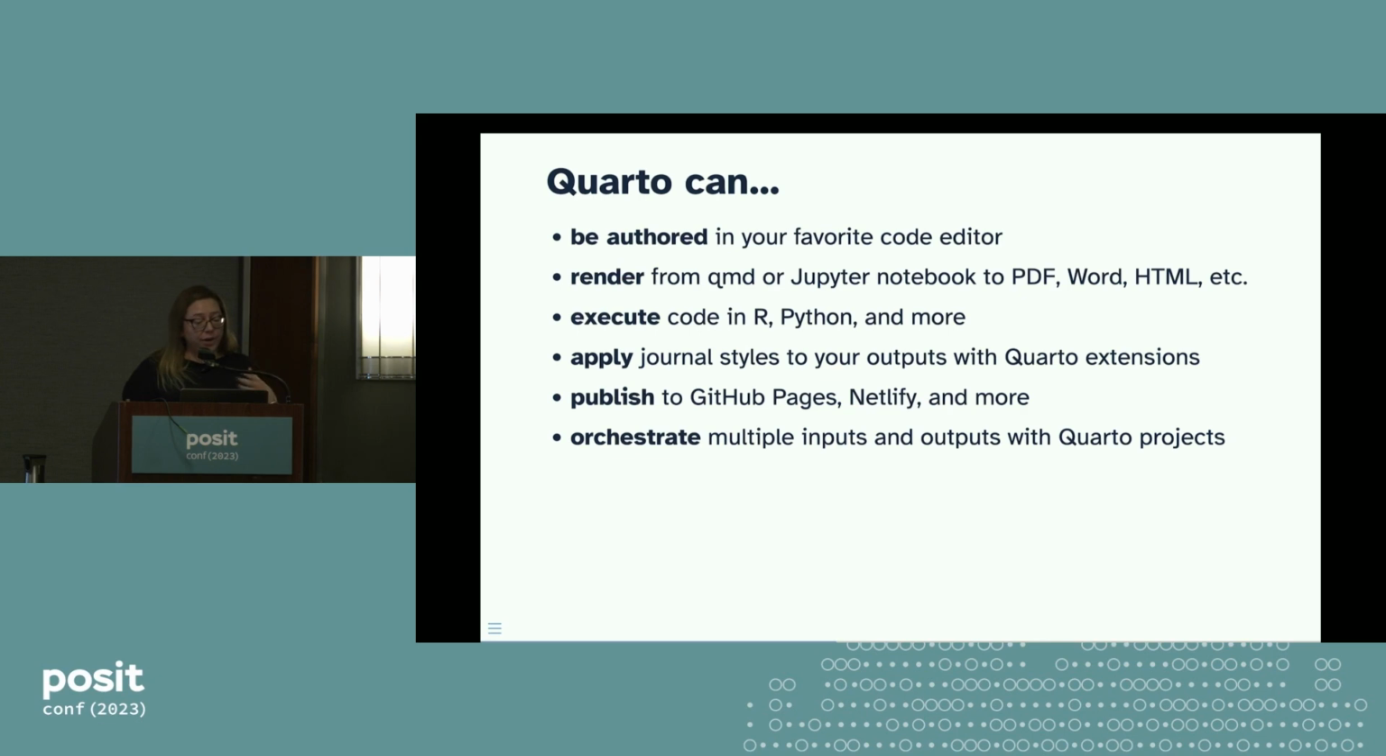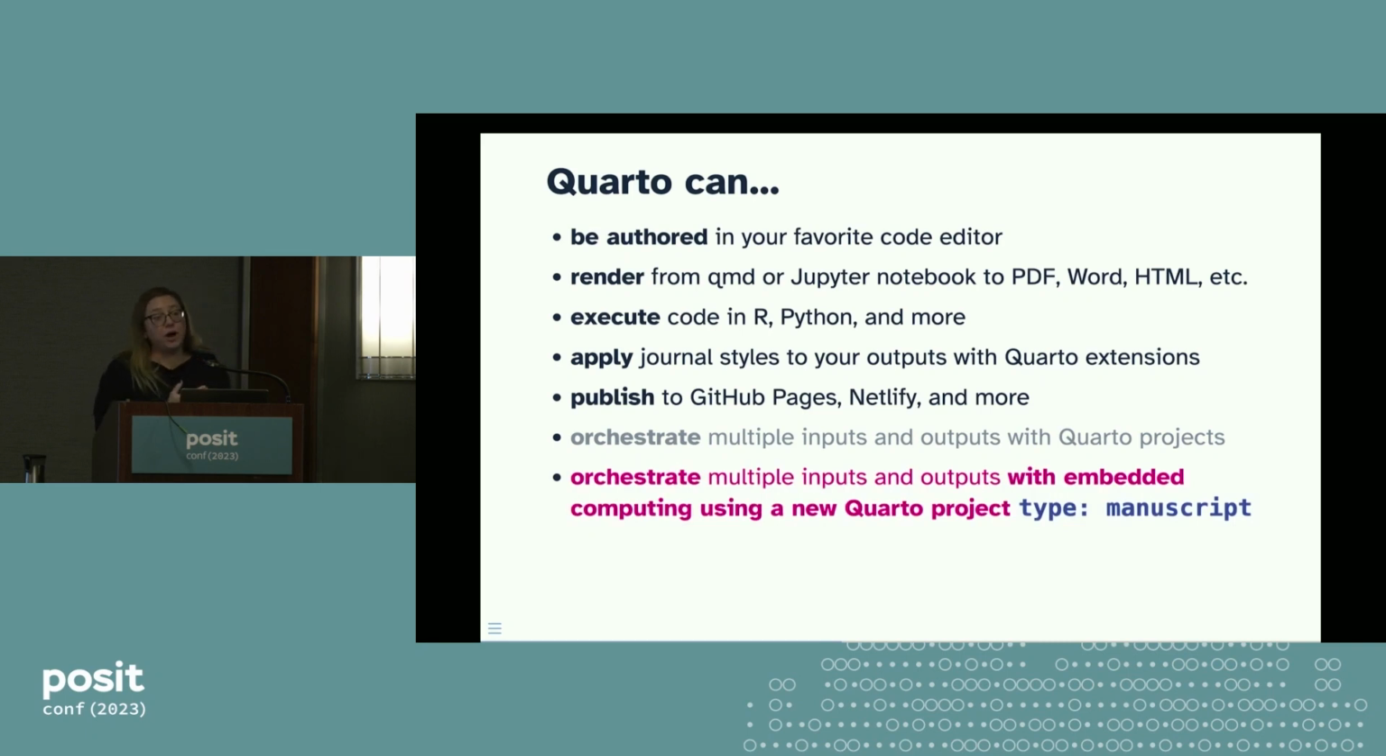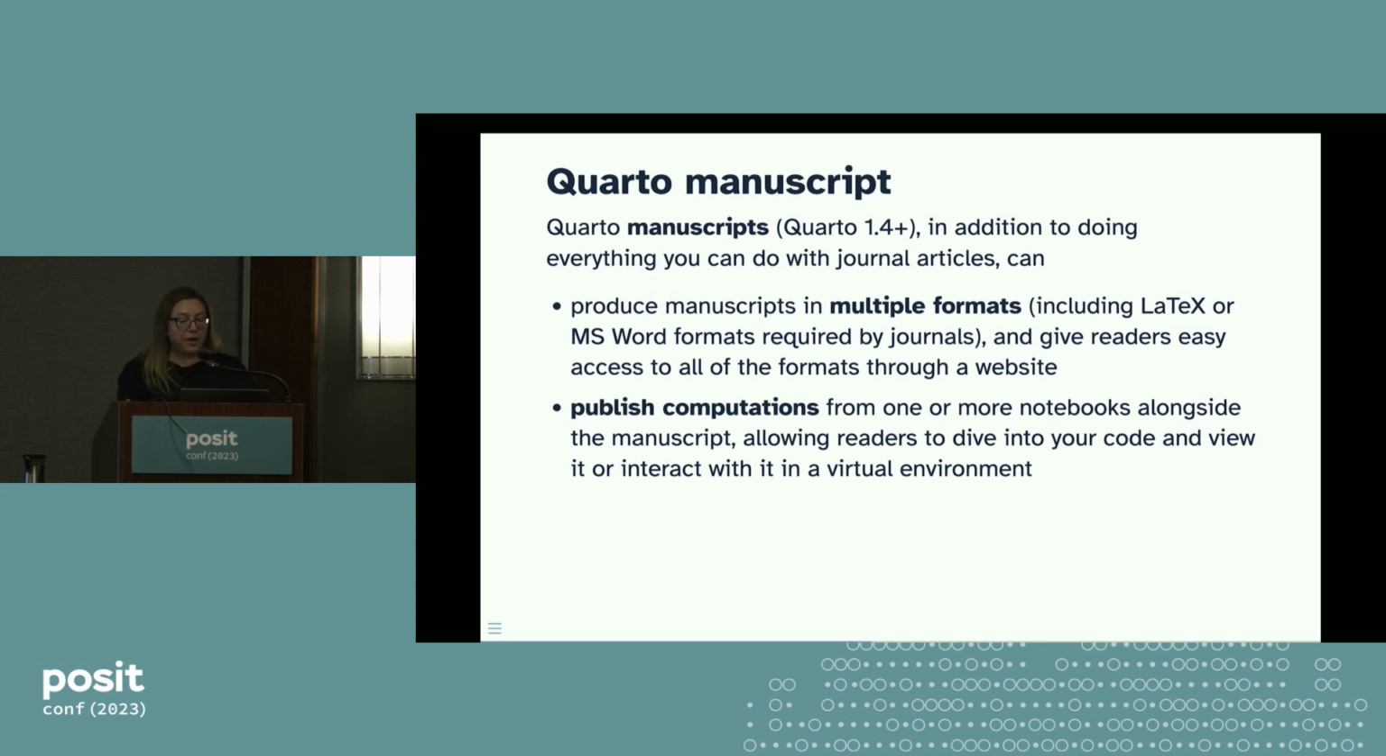And with Quarto projects, we know that we can orchestrate this notion of multiple inputs and multiple outputs. Well, now with a new project type, the Manuscript project type, you can orchestrate these multiple inputs and outputs again, but you can also leverage this idea of embedded computations that I'll talk to you about in a little bit. So let's introduce this new project type. This is Quarto 1.4 onward, so there are pre-release versions available right now on the Quarto website, but it is not available yet on the release version. We can produce manuscripts in multiple formats and give readers an easy way to peruse them by creating a website that goes along with it. And we can publish the computations so that readers can take a look at the computations and even go a step forward, hopefully, and start interacting with the computations as well.